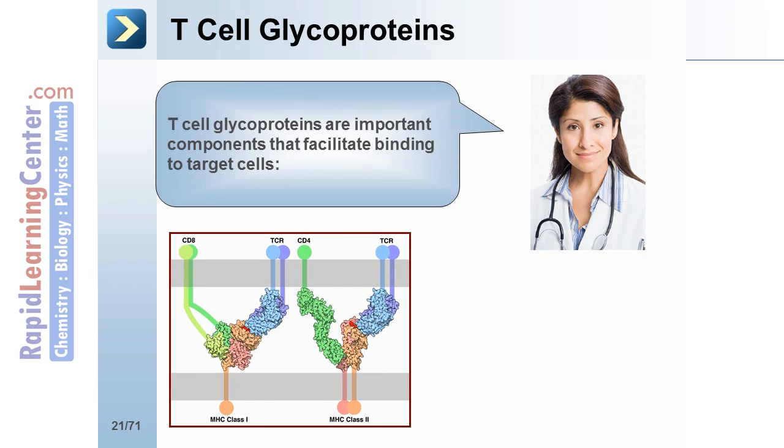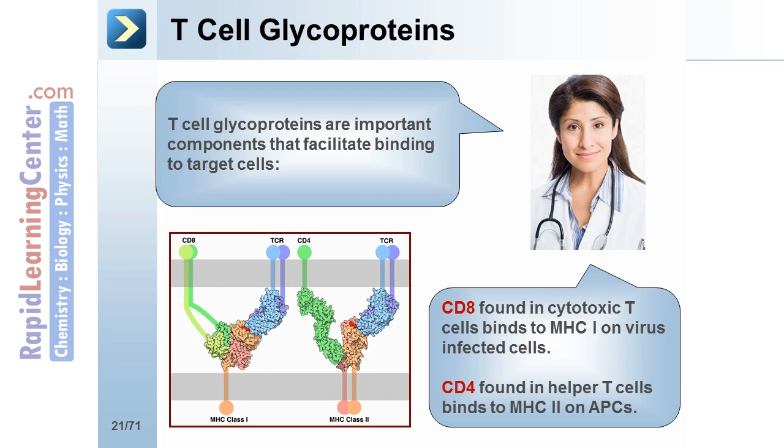T cell glycoproteins that are important components that facilitate binding to target cells include CD8 and CD4. CD8 is found on cytotoxic T cells and binds to MHC1 on virus-infected cells. CD4 is found on helper T cells and binds to MHC2 on antigen-presenting cells.